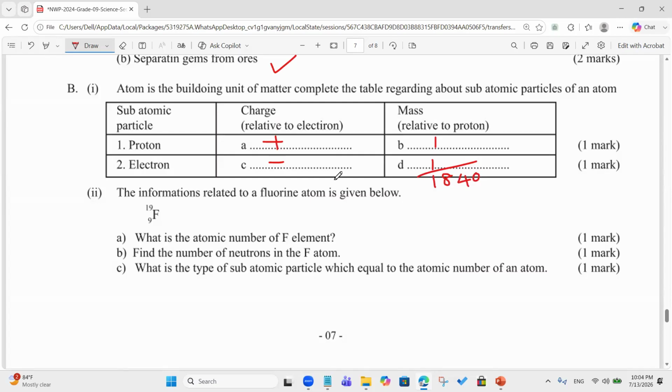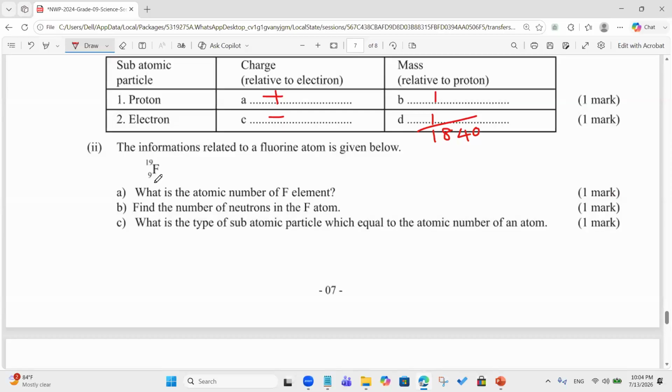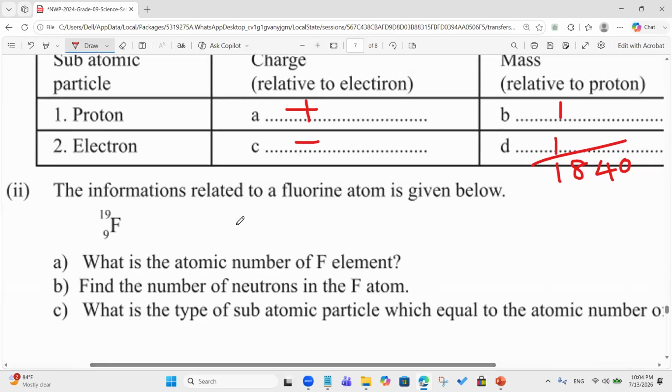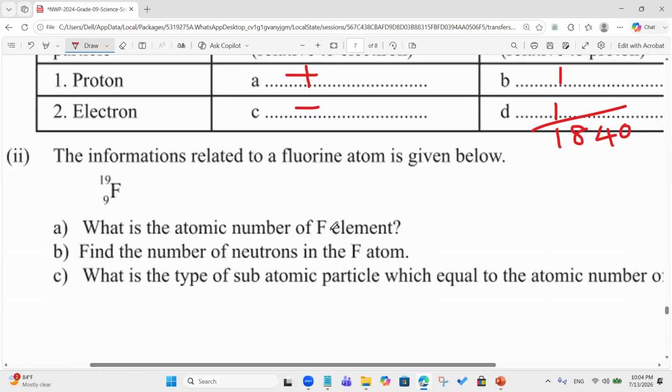Right, check whether your answers are correct. And you are given information about fluorine. What's the atomic number? See the standard symbol. Tell me the atomic number. What's the atomic number, Lamai? Atomic number of fluorine. 19. No, 19 is not it. So this is the atomic number; atomic number is 9. 19 is the mass number, right? 19 is the mass number.